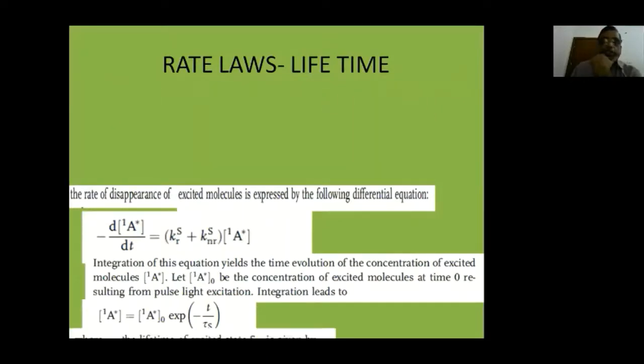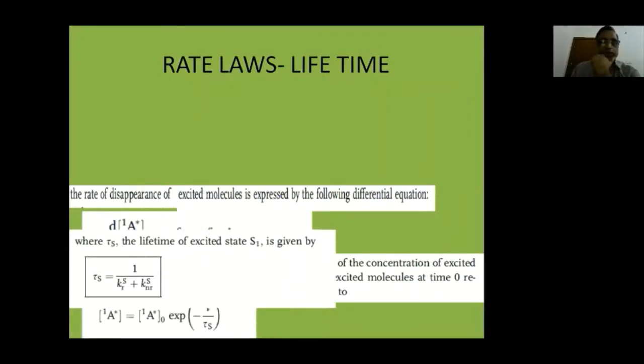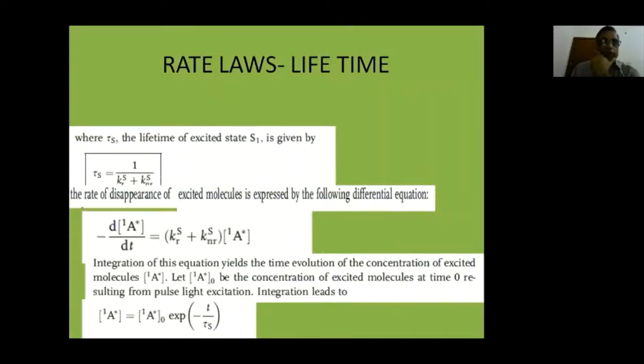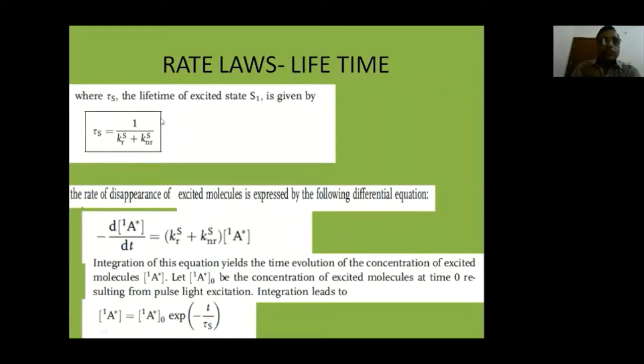Now, looking at this, how do we connect to the lifetime? The lifetime of the singlet state is basically given by 1 over the rate constant. So what are the singlet state deactivations? We know that they are radiative and non-radiative. Sum them up and invert it, and that gives you the lifetime of the singlet state. It is not the fluorescence lifetime, it is the singlet state lifetime.